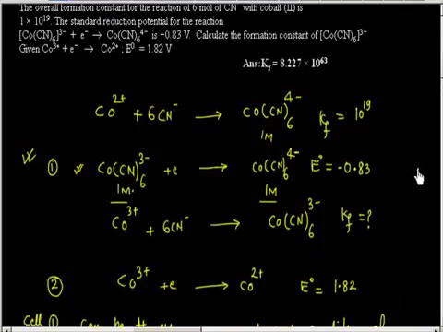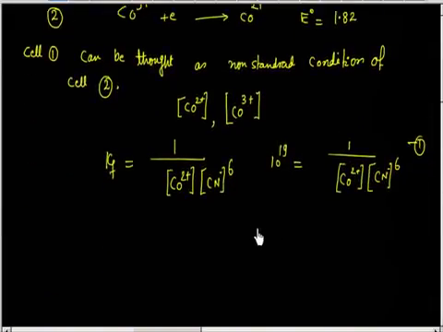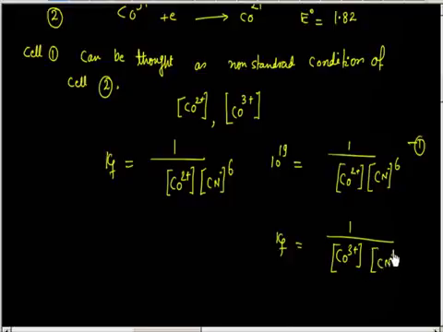Now let us say I have to calculate Co3 plus also. Again this is 1M, this is the standard case. So I can write Kf with Co3 plus and 6CN minus. The only thing is, in place of Co2 plus I will have Co3 plus. So this time Kf is equal to 1 divided by Co3 plus and CN minus raised to the power 6. So this is equation number 2.